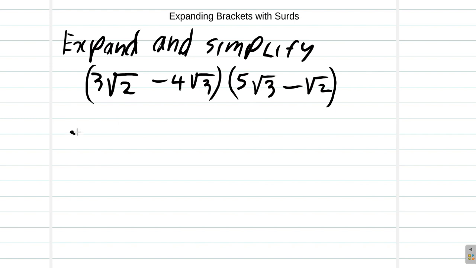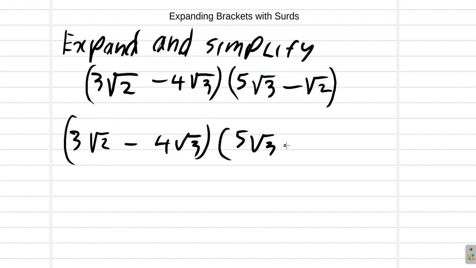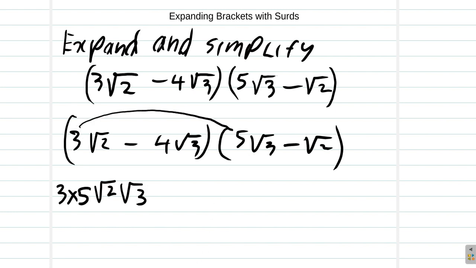Let's rewrite it. 3 square root of 2 minus 4 square root of 3 times 5 square root of 3 minus square root of 2. So 3 square root of 2 by 5 square root of 3. That's 3 times 5 times square root of 2 times square root of 3. You see that? 3 times 5 times square root of 2 by square root of 3.